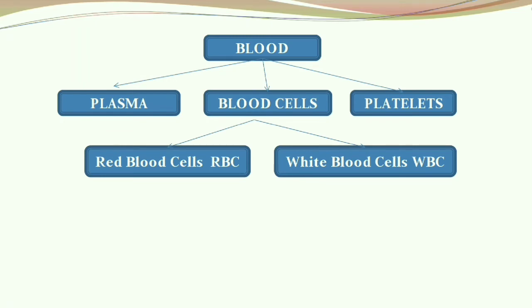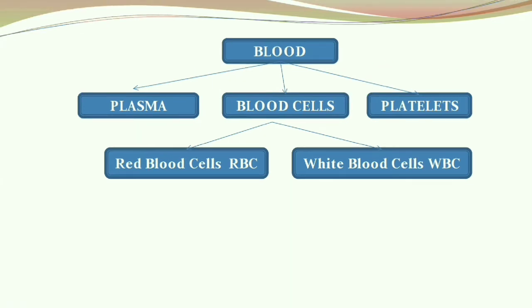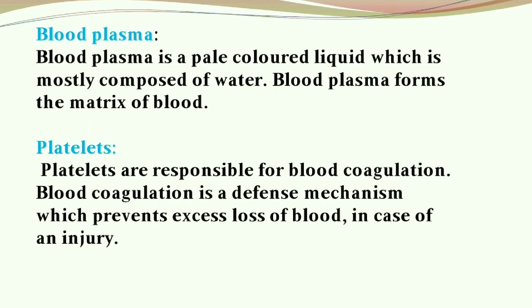As I have already said in my previous slide, blood is composed of plasma, blood cells and the platelets. The blood cells are again divided into red blood cells, RBCs, and white blood cells, WBCs. Now, what is blood plasma? Blood plasma is a pale colored liquid which is composed of water. Blood plasma forms the matrix of the blood.